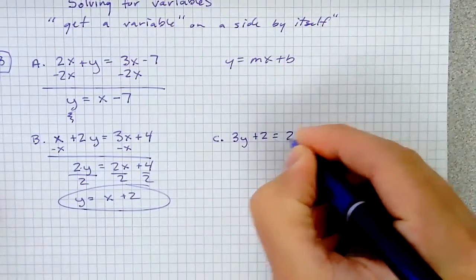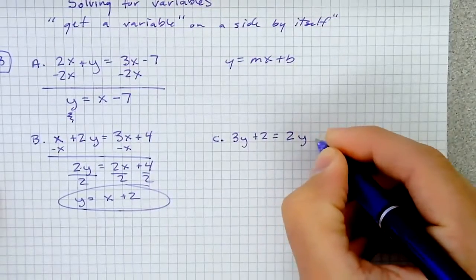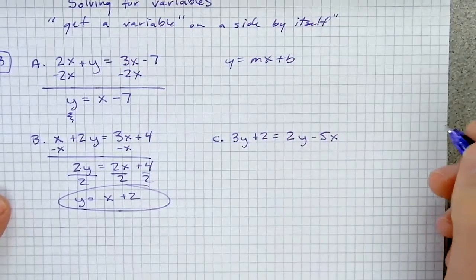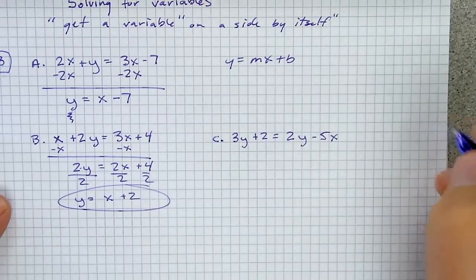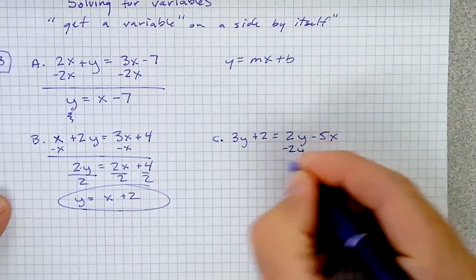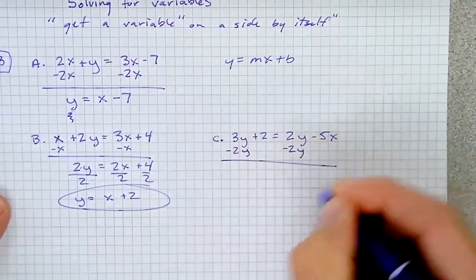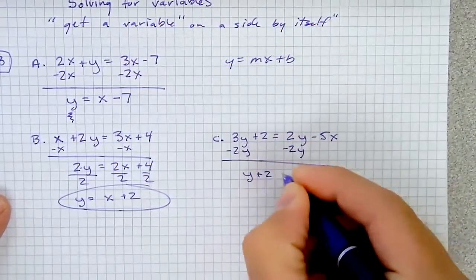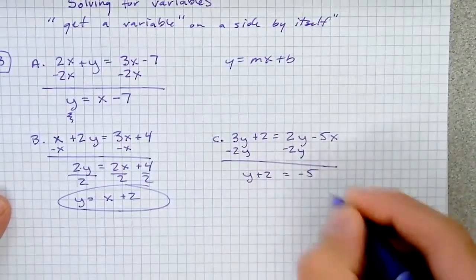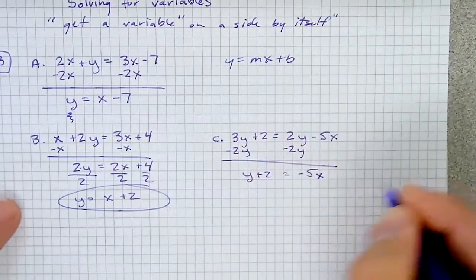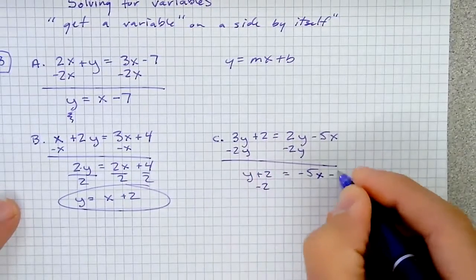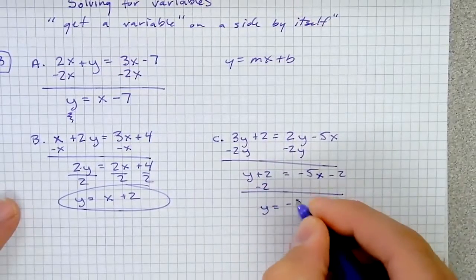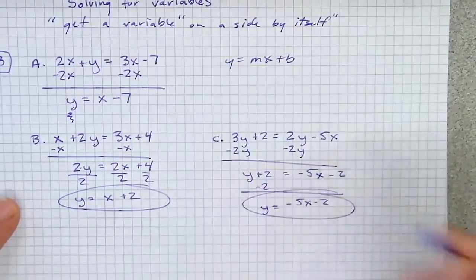Letter C, 3y plus 2 equals 2y minus 5x. So we subtract the 2y over, and we want y's on one side. So I have y plus 2 equals negative 5x. And then we just have to move the 2 over. So we get y equals negative 5x minus 2.